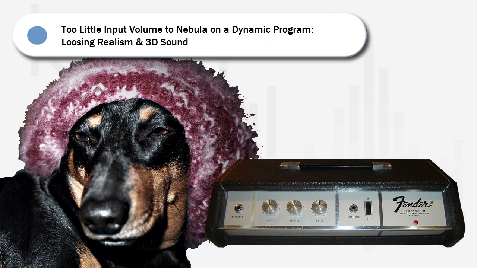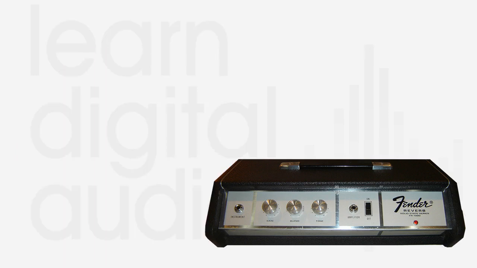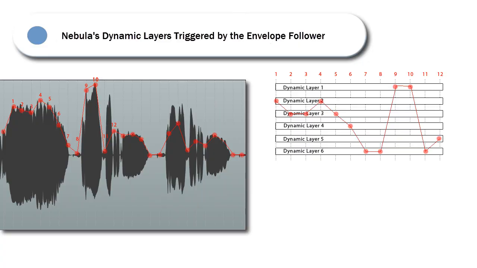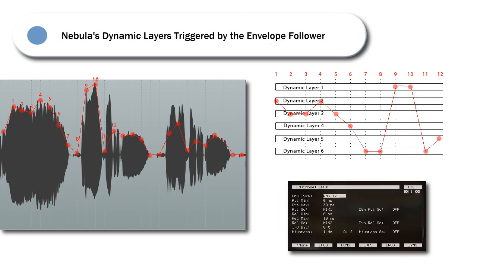Here is a diagram to show how Nebula's dynamic layers work. The red dotted line shows how the envelope follower tracks the volume of the incoming audio. The envelope follower has its own settings for exactly how it is doing this, and it can be found on the EVFS page. Each number on the line represents when Nebula takes a reading of the volume.